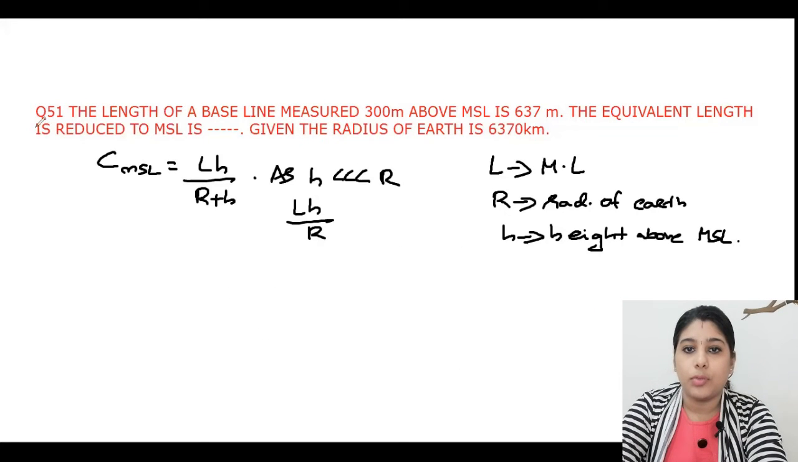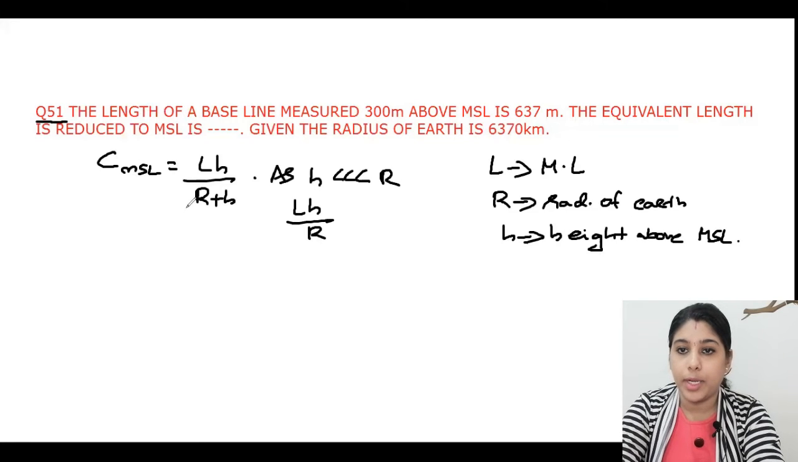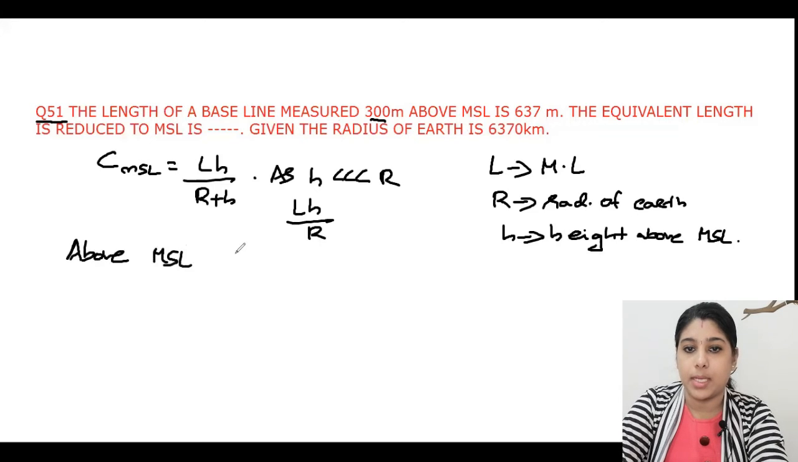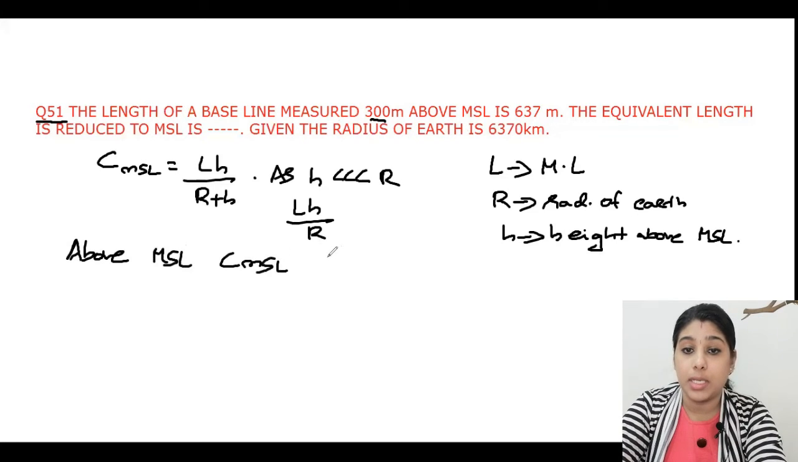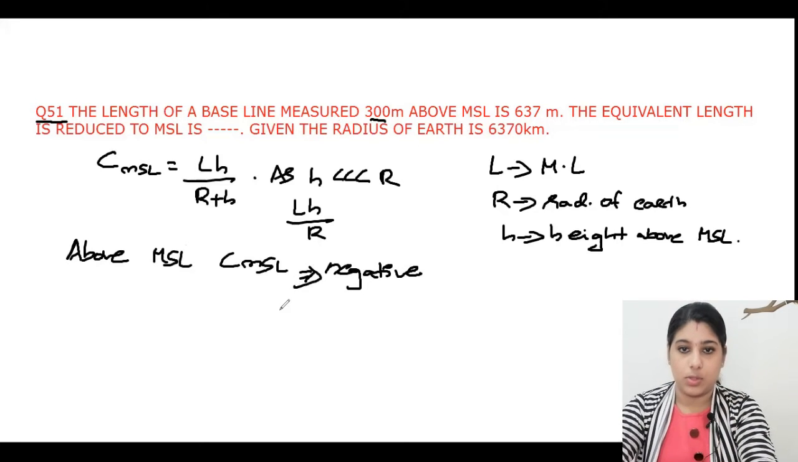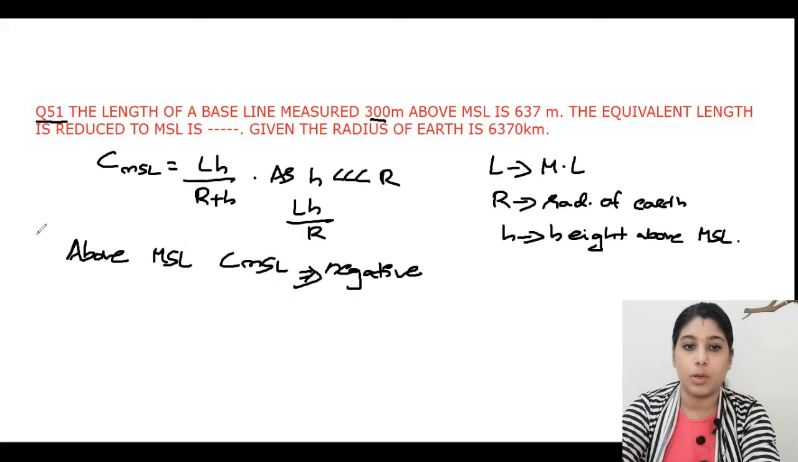1. The length of a baseline measured 300 meter above the MSL. So every time you have to think that if above MSL, the CMSL, that is correction of the mean sea level value, will always be negative. Negative it is, above MSL. Below MSL, it will be positive. So that is one important point, because negative and positive is very important.